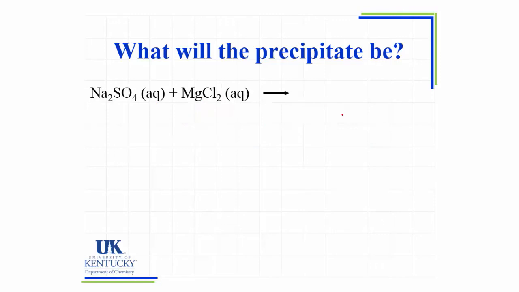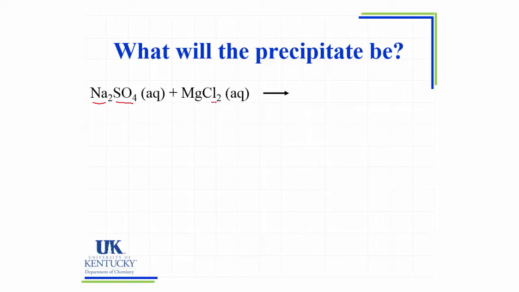Let's look at another example and see what our potential products are. The first thing we need to look at are our original compounds. We have sodium sulfate and magnesium chloride. These are both aqueous substances. Our sodium is always soluble. Sulfates are soluble. This is not one of the exceptions. And our chlorides are soluble, and this is not one of the exceptions.